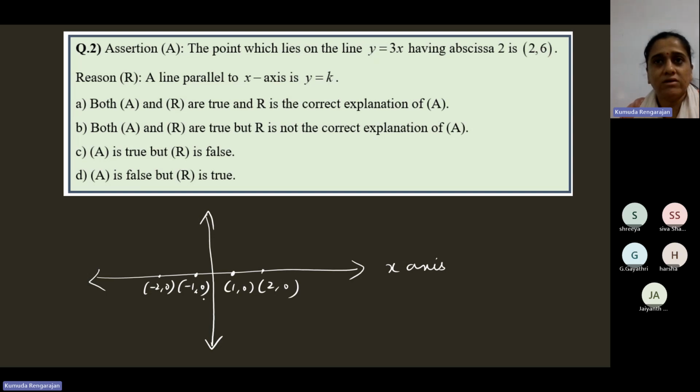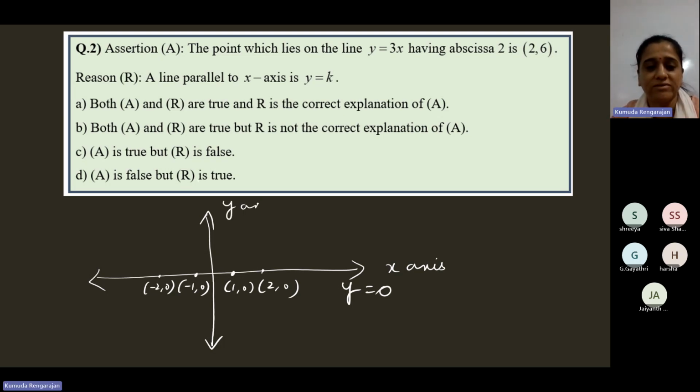What do you observe? y is 0, right? So y is equal to 0 is the equation of the x-axis. Now, y is equal to 0 is an equation, right? Because you can see the equal to sign. If you see an equal to sign, that's an equation. Why did you write y is equal to 0? Because on the x-axis, when you mark off a couple of points, we observe that the y-coordinate, the y value, is always 0. So y is equal to 0 is the equation of the x-axis.